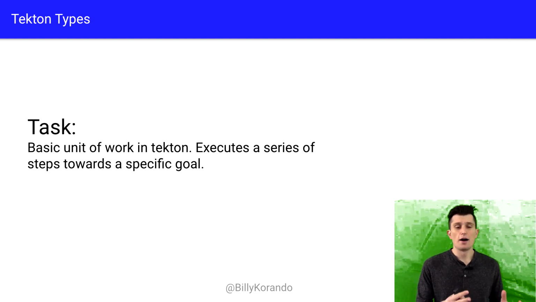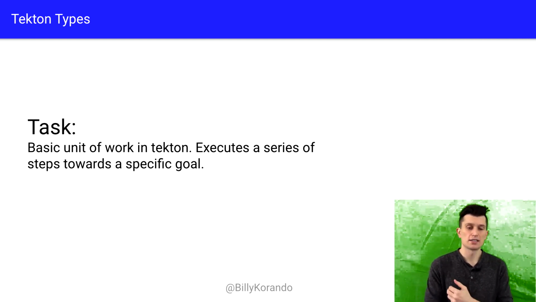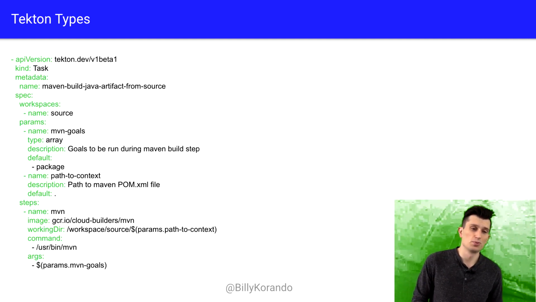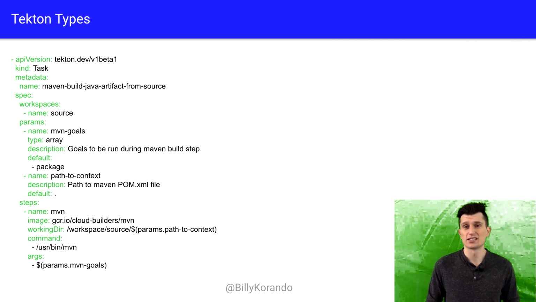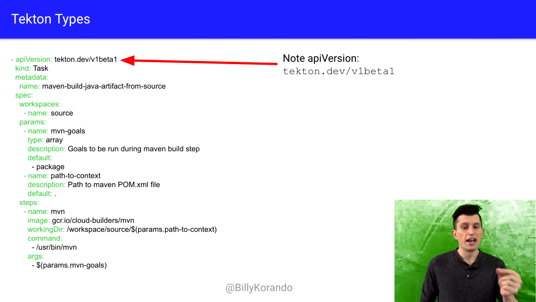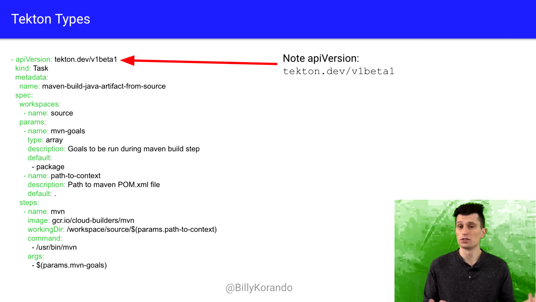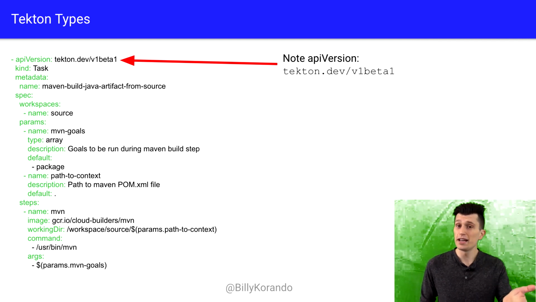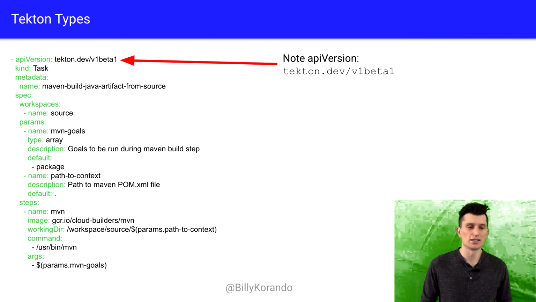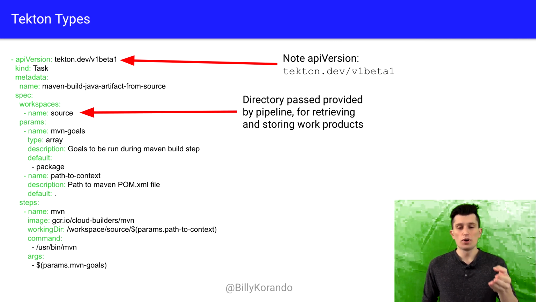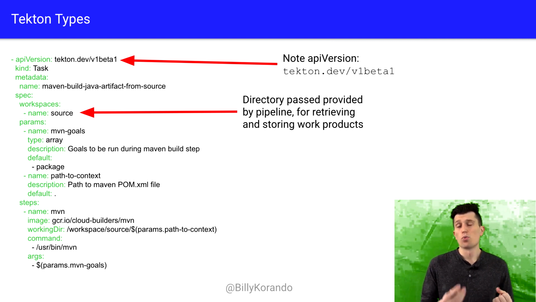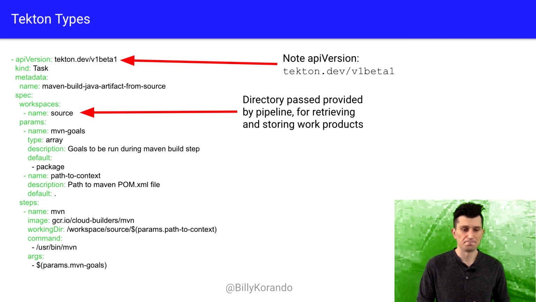So task. This is the most basic unit of work within Tekton, and it executes a series of steps towards some specific goal. So what does that mean? Well, here is what one very simple task looks like. You can see at the very top the API version, as is standard in Kubernetes, and it's using tekton.dev/v1beta1 because, as I mentioned, task is part of Tekton core. And here we are using a workspace, and it's a directory where we can retrieve and store work products throughout the execution of the pipeline in Tekton.